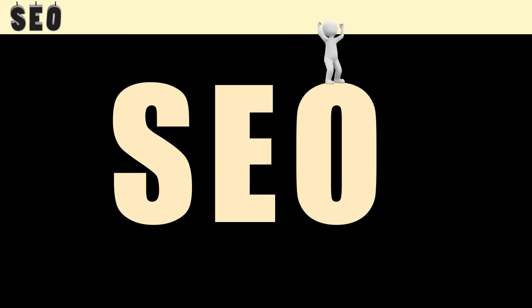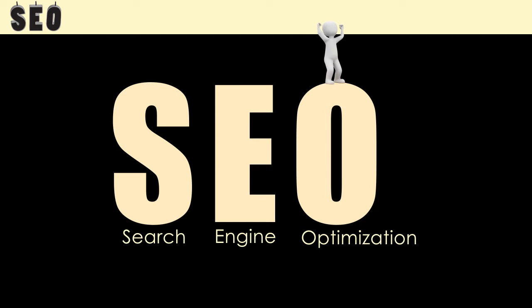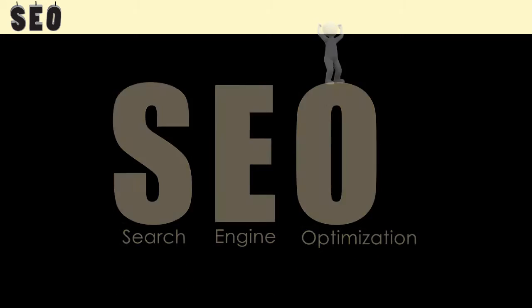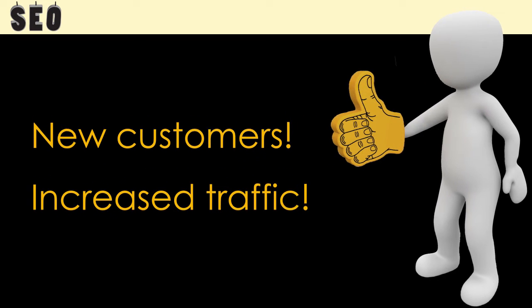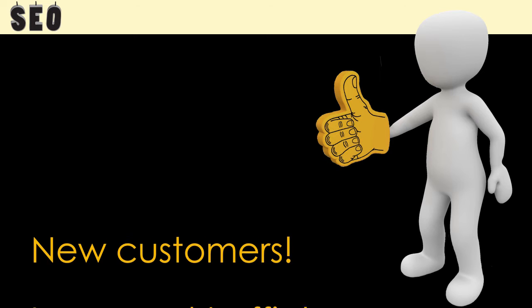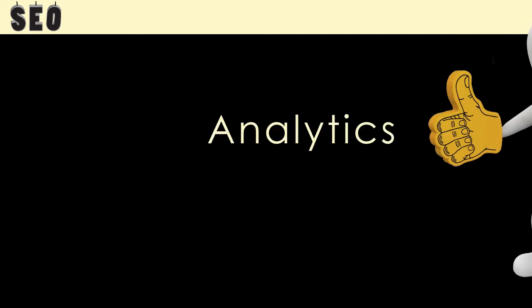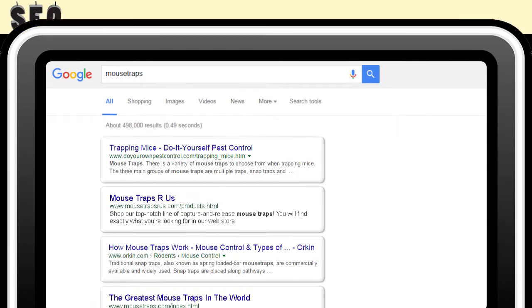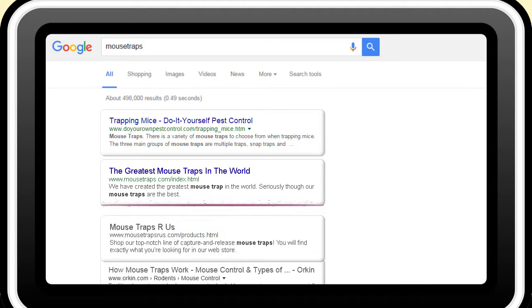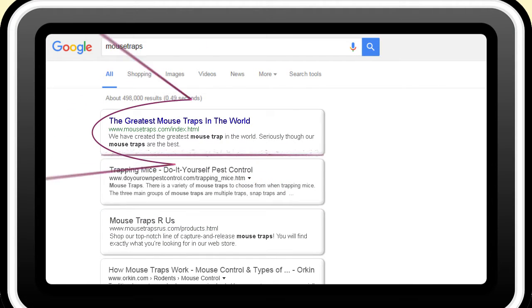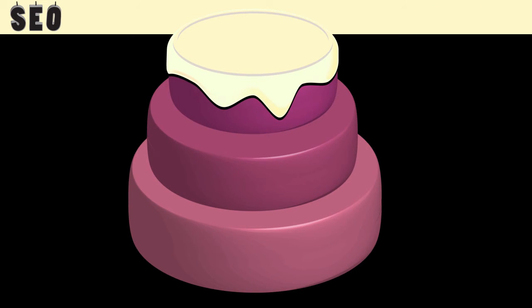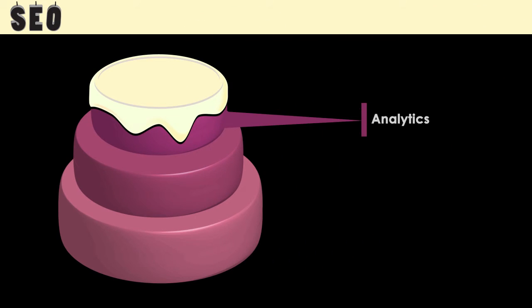Now that we have an idea of what SEO is, how do we know if we have done it properly? Well, you likely will experience increased traffic and new customers. One way to find this out is through analytics. Another way is to watch as your site moves up in search result rankings. Analytics are the third layer of the SEO cake. They can help you identify areas of improvement on your site.